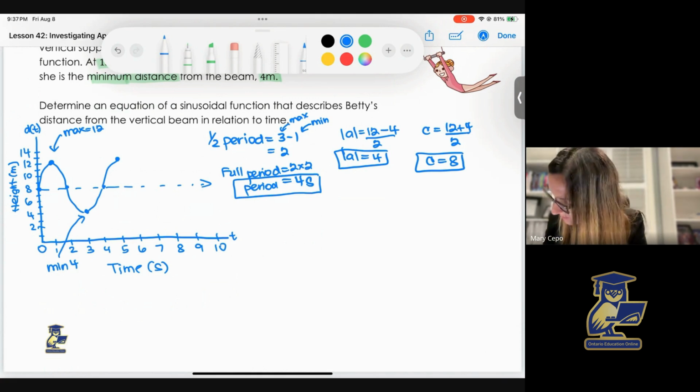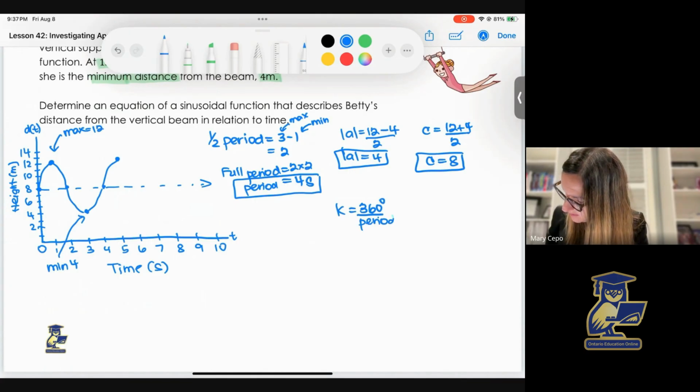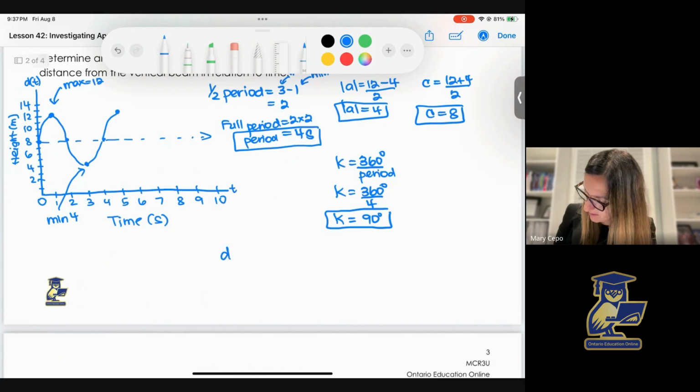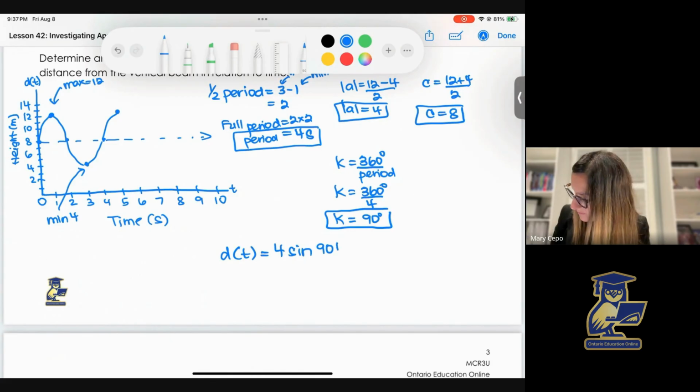So our K is always 360 divided by our period. So K is going to equal 360 divided by 4, which is going to be 90 degrees. Okay, so given D at T, we're going to say is equal to 4 sine, we started at the equation of axes, so K value is 90, plus 8.